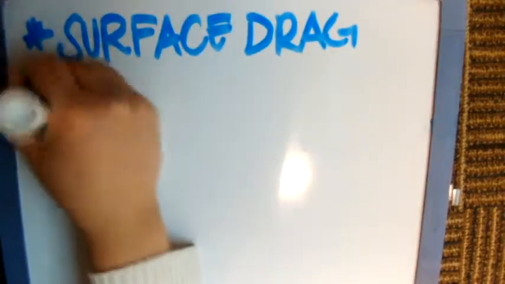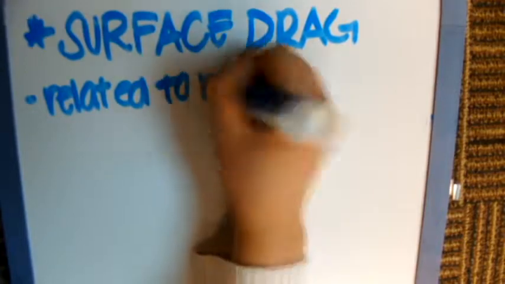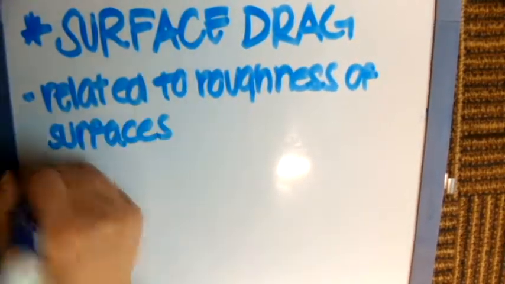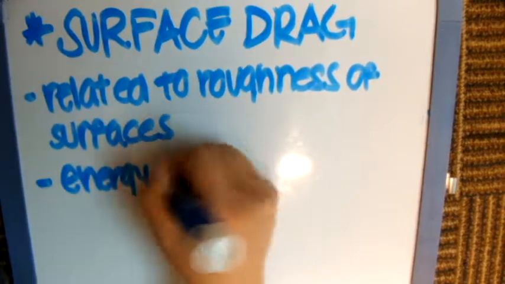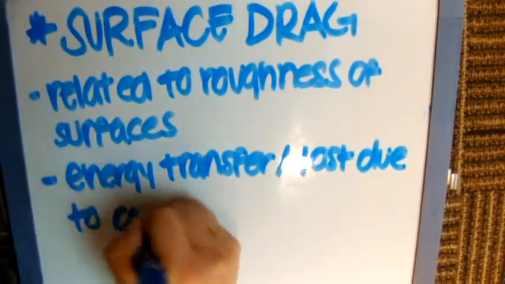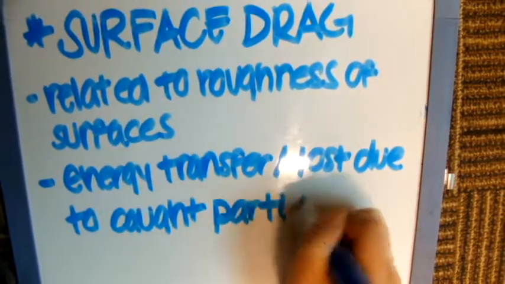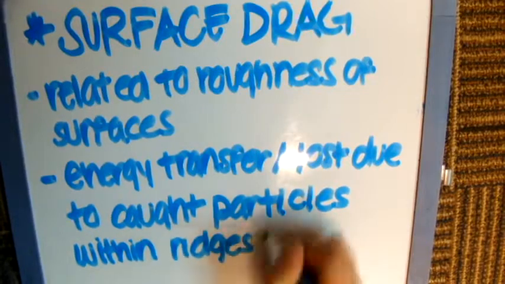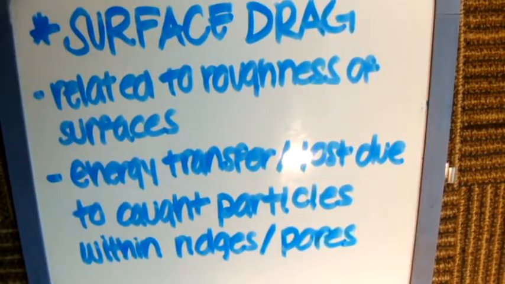Another type of drag that cyclists must consider is known as surface drag. Surface drag is affected by the roughness of surfaces such as our skin or clothing. As fluids make contact with the cyclist and the bike, small pockets or ridges in our skin and clothing catch the fluids, and thus energy is transferred yet again. Essentially, this is friction force, which is why surface drag is also referred to as friction drag.